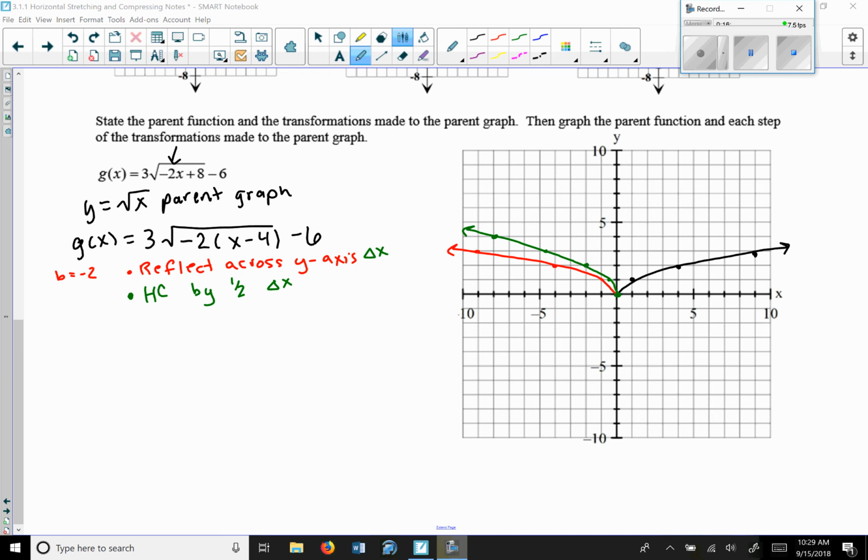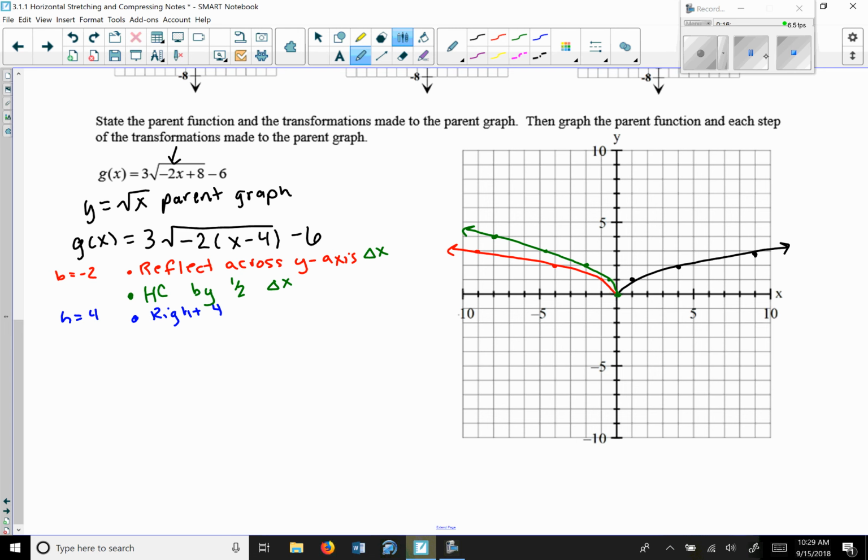So now I have my horizontal compression by half, and the next is going to be my h value, which is equal to 4. So that means it's going to move to the right 4, because remember the equation is always x minus h, so that's why h is 4.